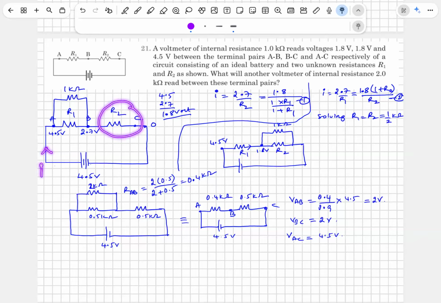1.8. I know R1 and R2 are same, and by solving which I will get a condition that R1 and R2 is equal to half kilo. Any doubt till this point? 2.7?